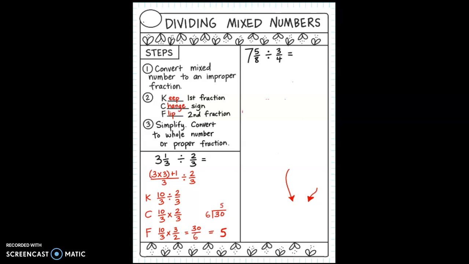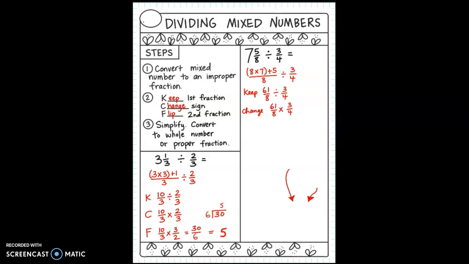7 5/8 divided by 3/4. Again, we need to change the mixed number to an improper fraction. So we are going to do the denominator of 8 times the whole number of 7 plus the numerator 5. And the denominator stays the same as 8. The rest of our problem will stay the same for right now. When we write this, we get 61 over 8 divided by 3/4.